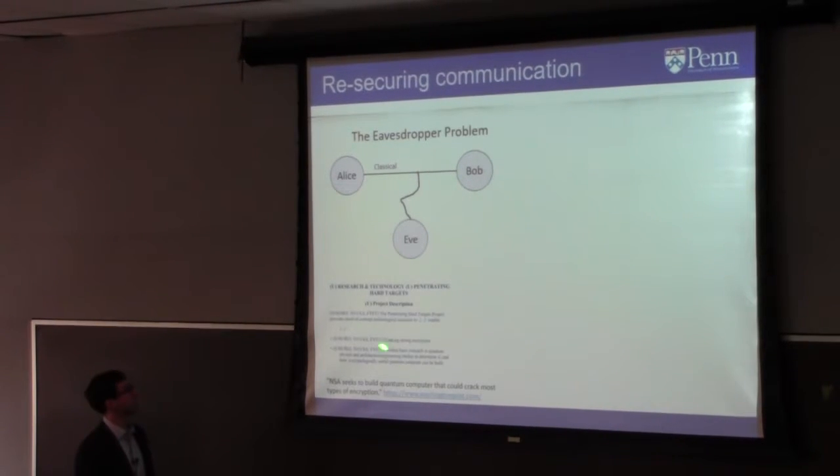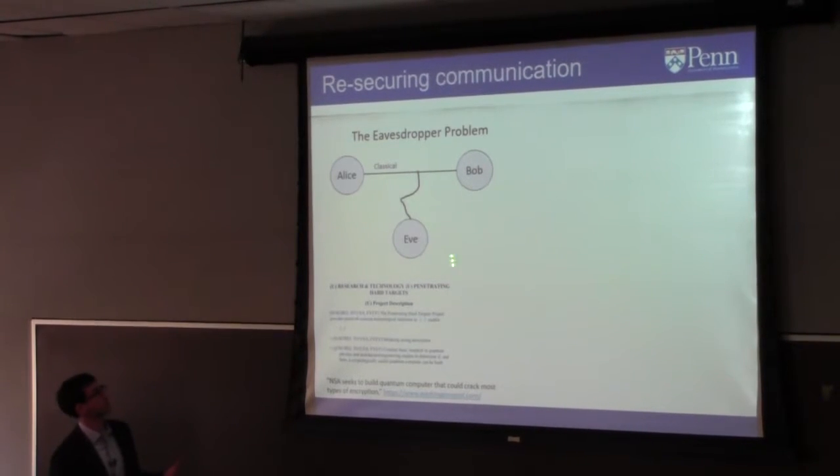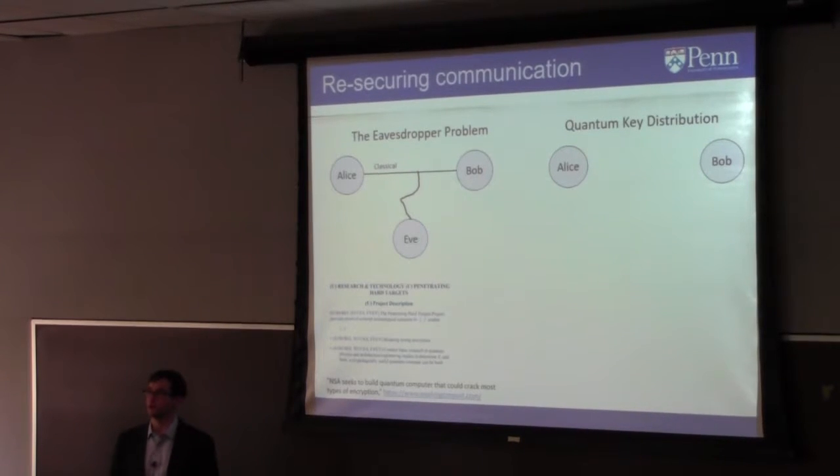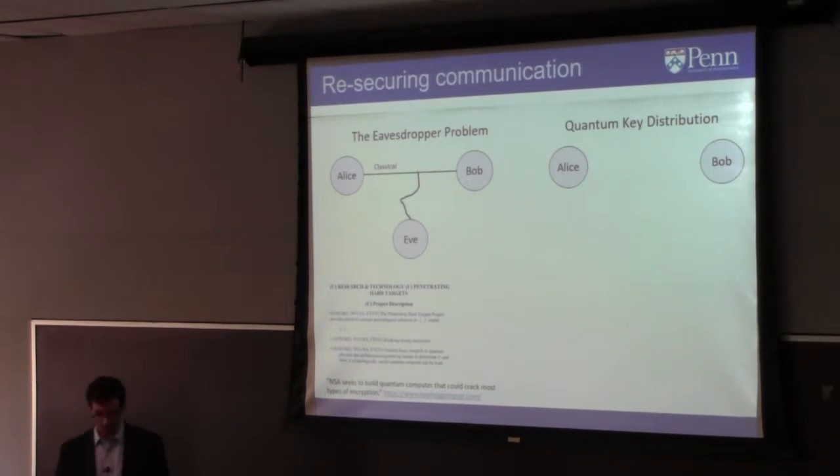Actually, the NSA has flagged this as a primary research goal, where they, one, want to figure out how to break classical encryption, and they have identified a quantum computer would be able to do it. But at the same time, they're also looking into ways of securing their own information. And we do that through something called quantum key distribution.